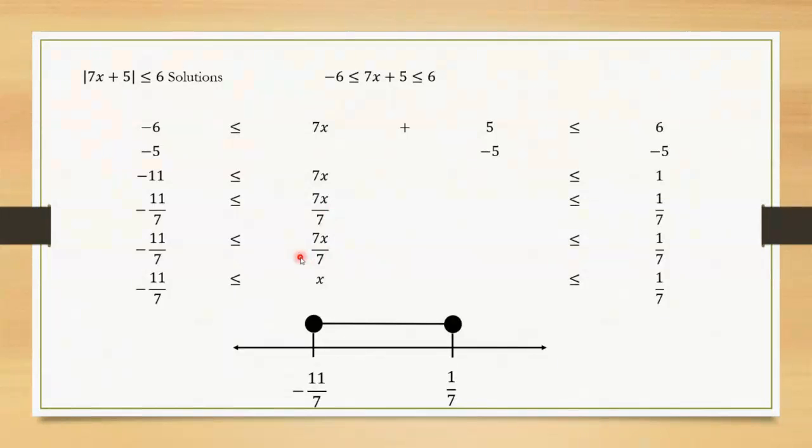In the middle here, I wrote this line twice. I'm not sure why I did that, but we end up with x in the middle. We have negative 11 over 7 less than or equal to x less than or equal to 1 over 7. And so I did graph that set. Here's the solution set: we have a closed interval. Namely, we have the two closed circles over the endpoints. We're including them because we don't have strict inequality.